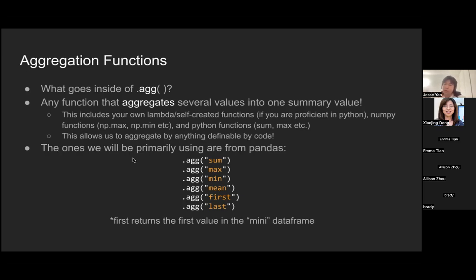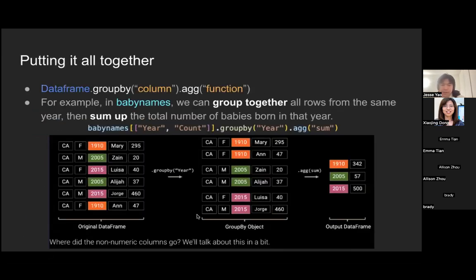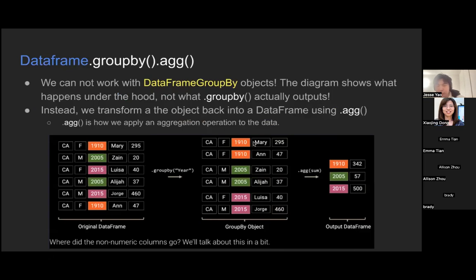The ones we'll be primarily using are the ones from pandas. So you can aggregate by sum, max, min, mean, first, and last. These are definitely the most useful ones out of all. You can also aggregate by median, but that's a lot rarer. Keep in mind that first all it does is return the first value in the mini data frame. So back in this example, if this aggregate is first, I'll just get this value right here, this value right here, and this value right here.